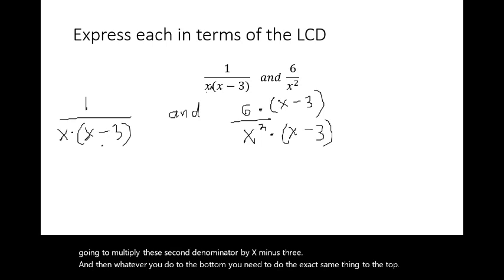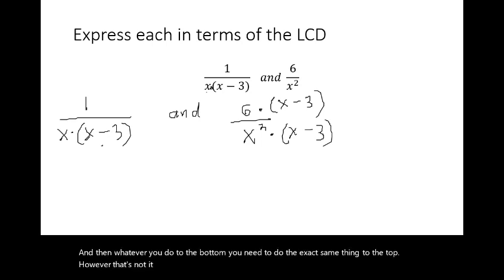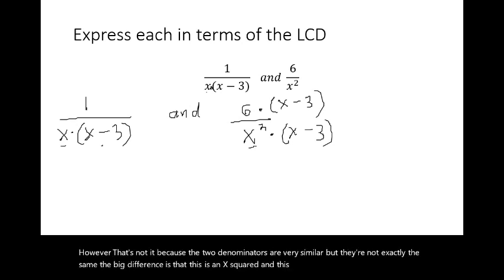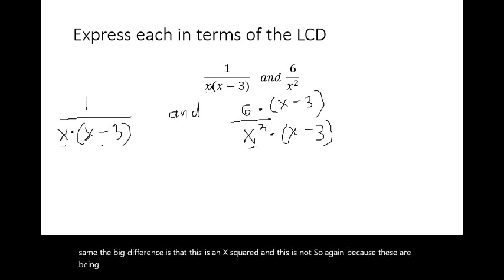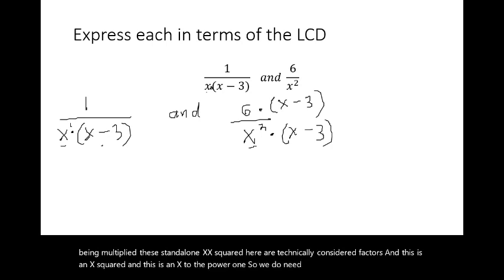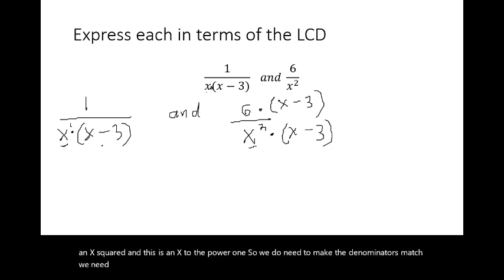However, that's not it, because the two denominators are very similar, but they are not exactly the same. The big difference is that this is an x squared and this is not. Again, because these are being multiplied, these standalone x and x squared are technically considered factors, and this is an x squared and this is an x to the power 1. So we do need to make the denominators match. We need to turn this x into x squared using multiplication. So what do you multiply x by to turn it into x squared? Well, you're going to multiply it by another x.